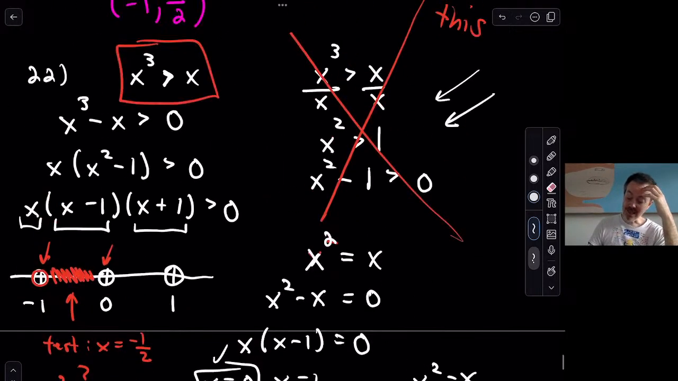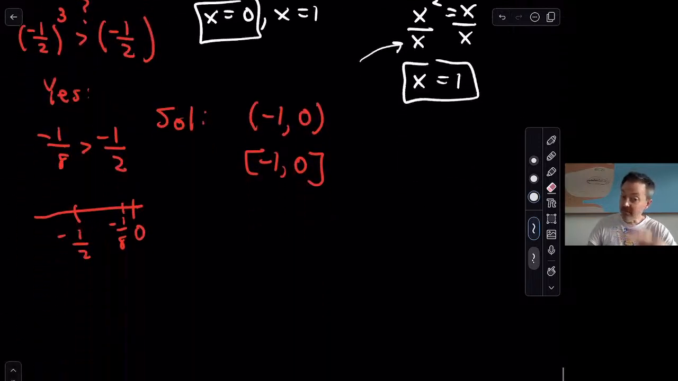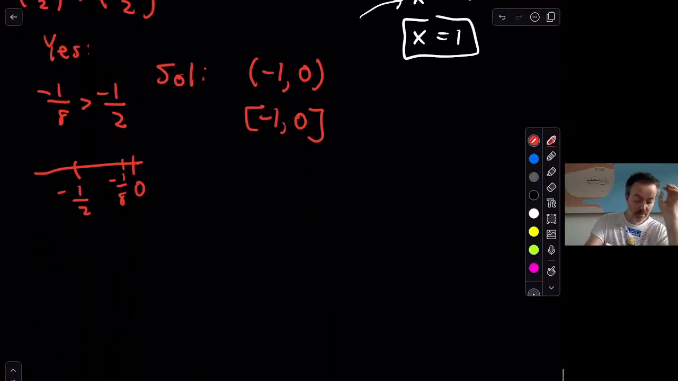Okay. And then you could do the same thing. So you all tell me real quick, you could test something smaller than negative 1, something between 0 and 1, and then something larger than 1. And that would be your solution. So if that feels okay, I'm going to keep going.